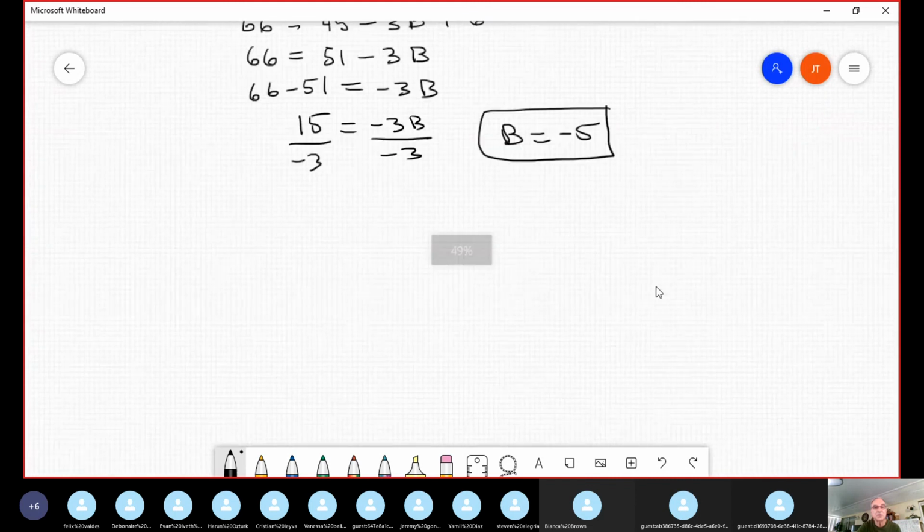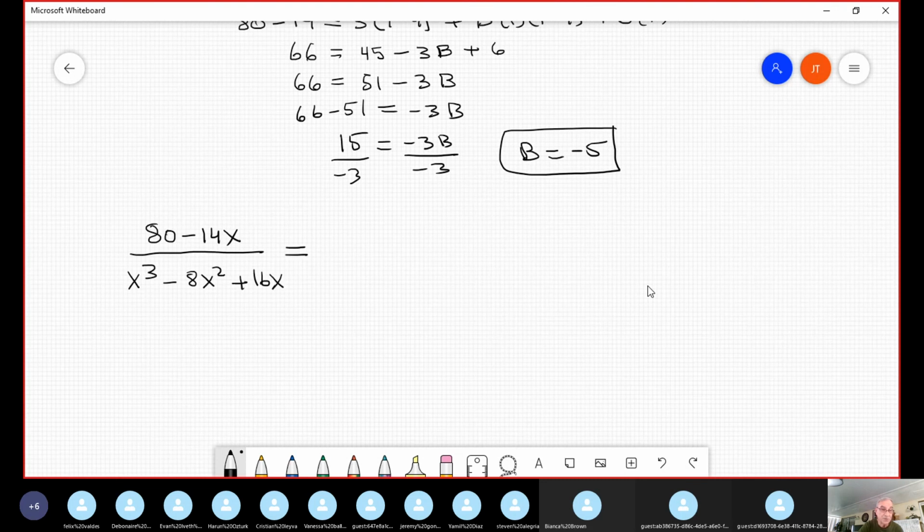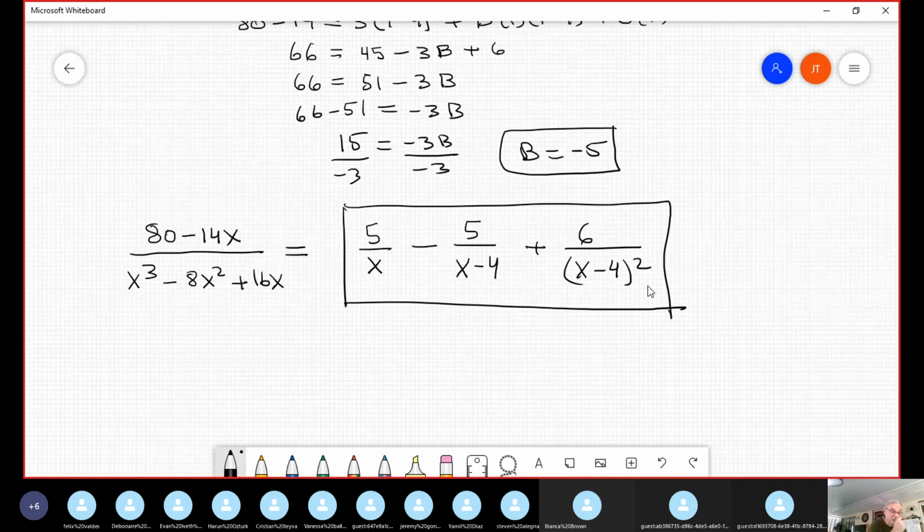The original problem was 80 minus 14x over x cubed minus 8x squared plus 16x. And I discovered that the partial fraction decomposition was 5 over x minus 5 over x minus 4 plus 6 over x minus 4 squared. Boom, boom, boom, boom. This corresponded with the option for number 10. Number 10, I suppose, using my common sense, que es C, ¿no? Es C. Option C. Any question, guys?